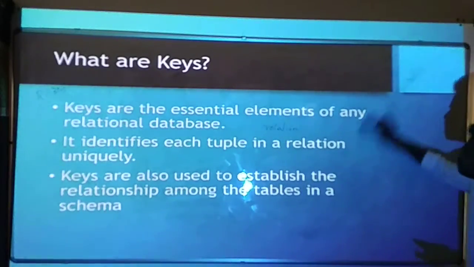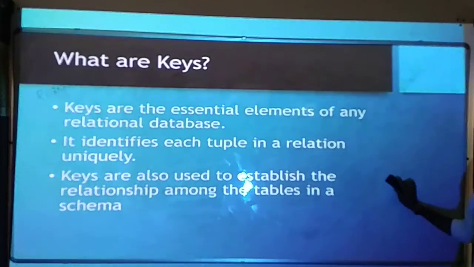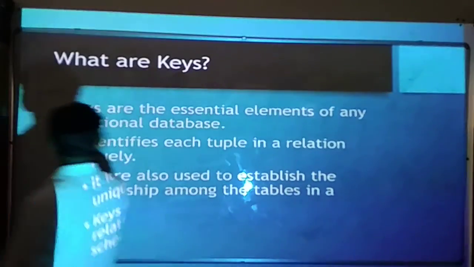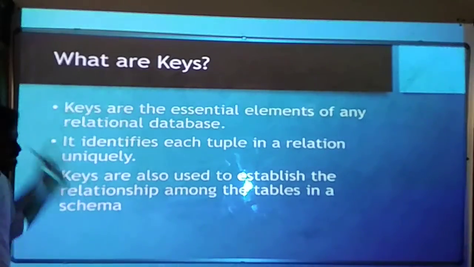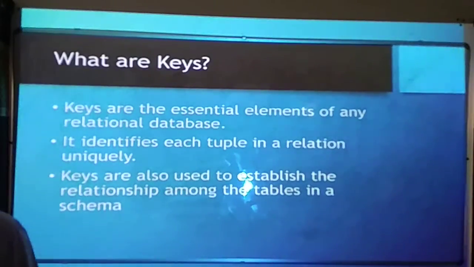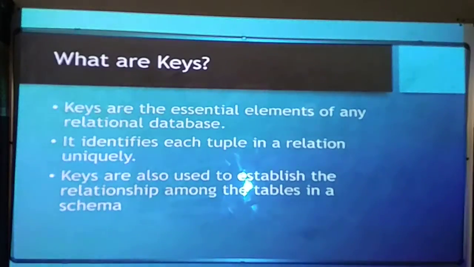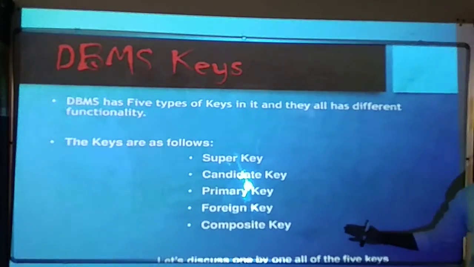So every table will be connected to another table by using a common attribute, and those common attributes will be called keys when we are establishing the connection between those two tables. I hope the concept of keys is clear to you. Now I'll go to the next slide, in which we will be seeing the types of keys available in your DBMS. These are the keys available in your DBMS.